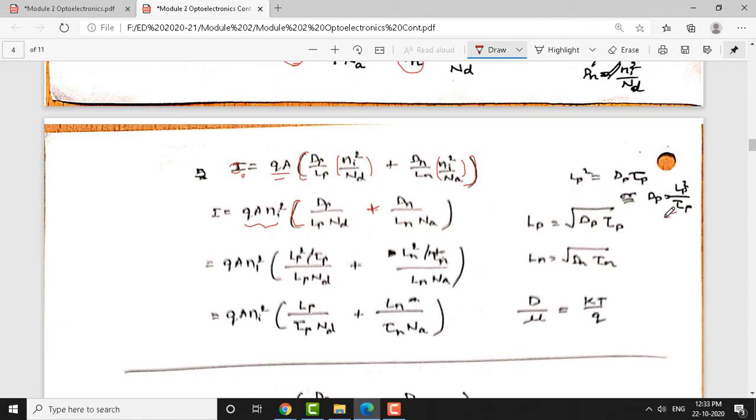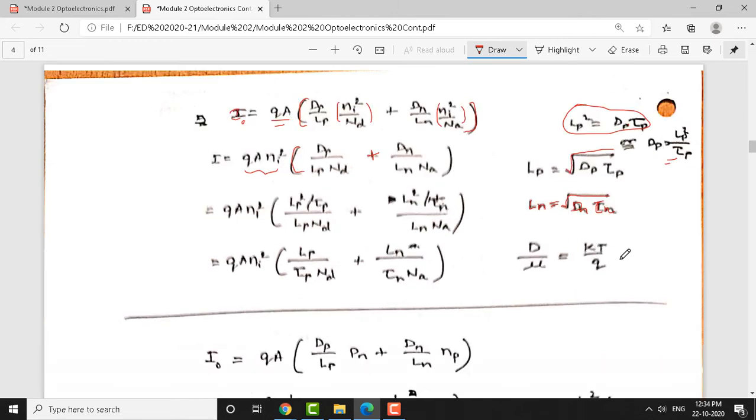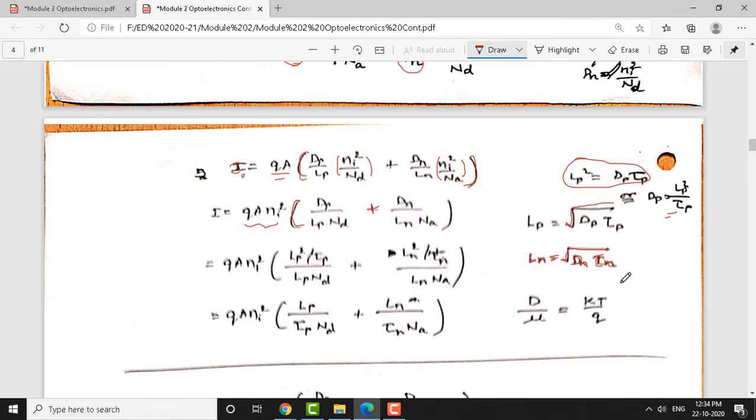This is what you are seeing. Using this relation, we can also write Lp square as square root of dP times tau p, and along similar lines we can also write Ln as square root of dN times tau n. Okay. So, this is called the Einstein relation. If you observe chapter 1, this relation is called the Einstein relation. It relates the diffusion constant to the mobility. That is called kT by q.